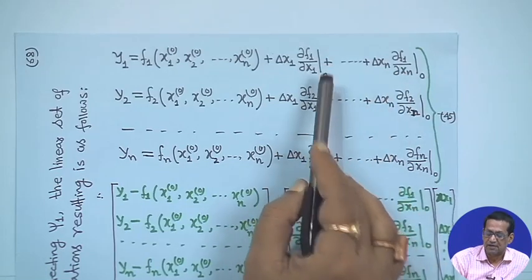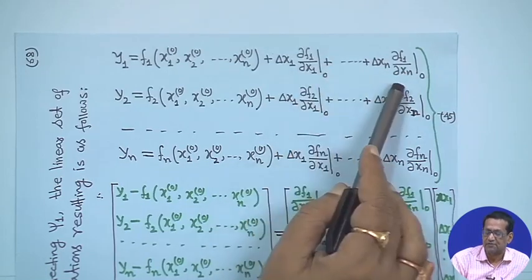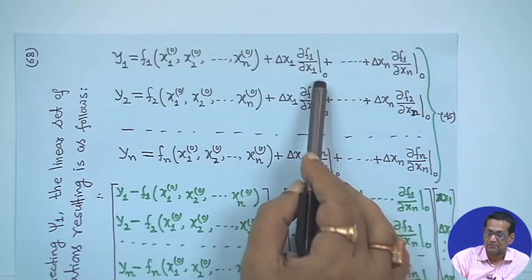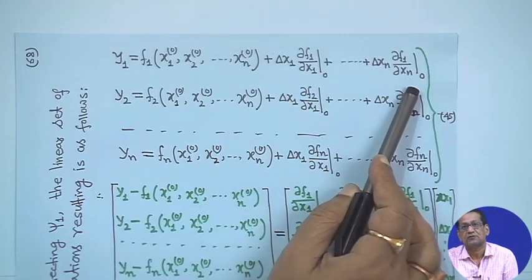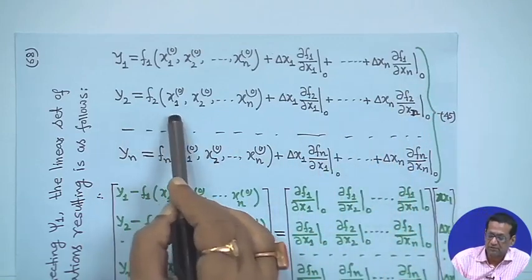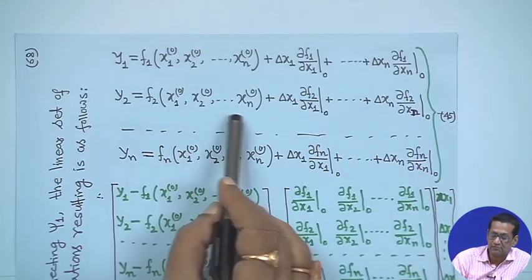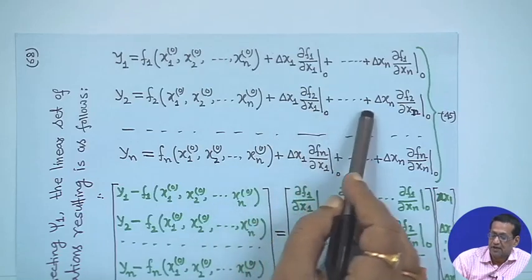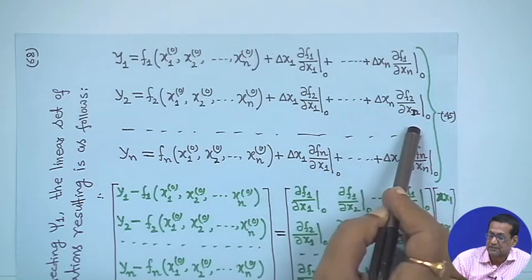For all these values, del f 1 upon del x, you have to substitute the initial values and evaluate, that is why this was shown. Similarly, y 2 is equal to f 2 (x 1 0, x 2 0, up to x n 0) plus delta x 1 del f 2 upon del x 1 up to delta x n del f 2 upon del x n.